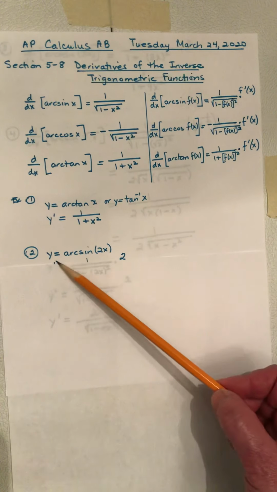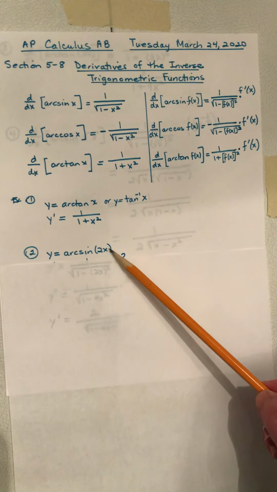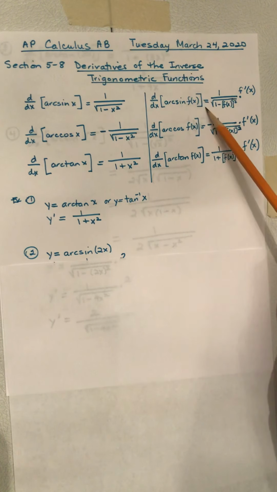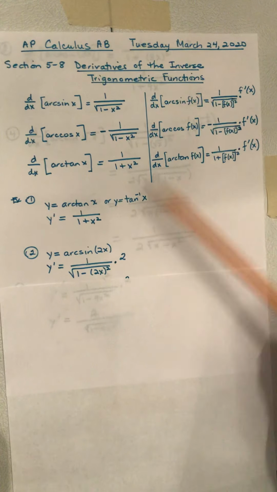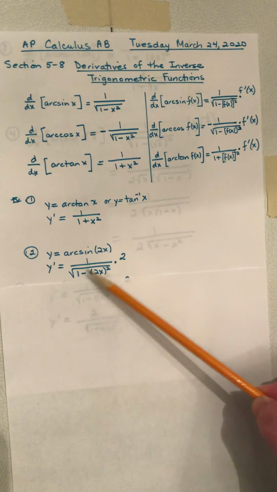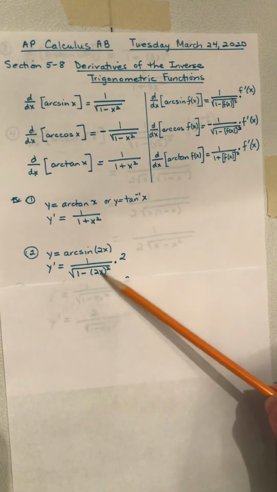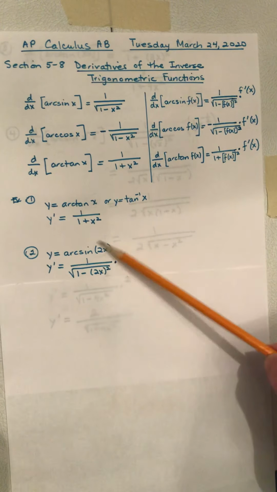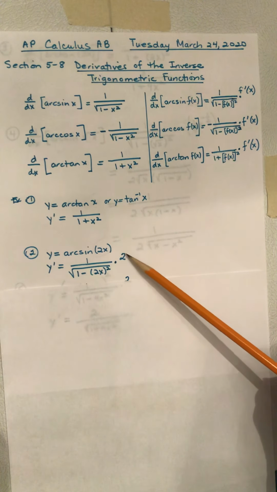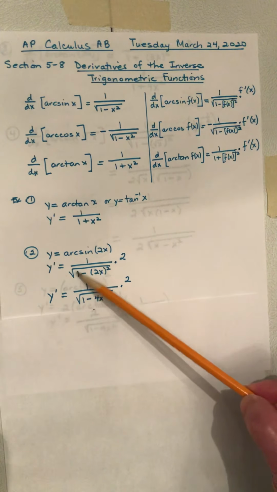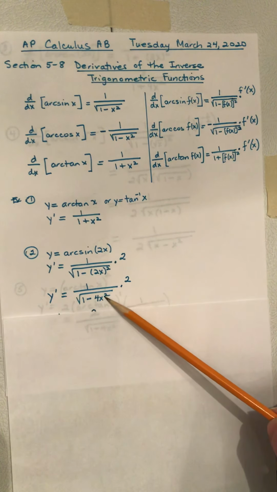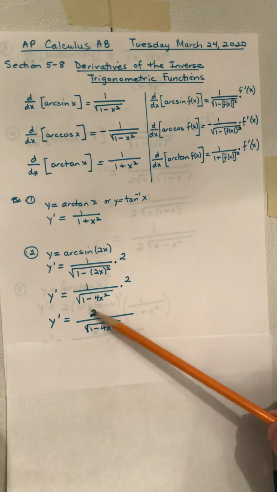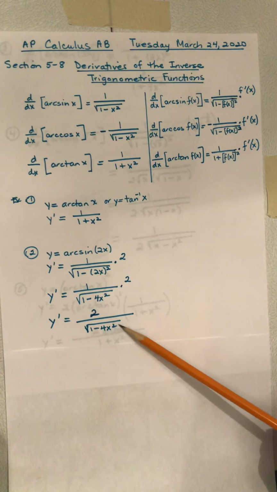So let's do y equals the arc sine of 2x. The derivative of the arc sine of f of x is going to be 1 over the square root of 1 minus the function 2x squared, that's what I set up here, times the derivative of the inside function, the derivative of 2x, which is 2. And then we just simplify that. We get 1 over the square root of 1 minus 4x squared, times 2. So our final answer is y prime equals 2 over the square root of 1 minus 4x squared.